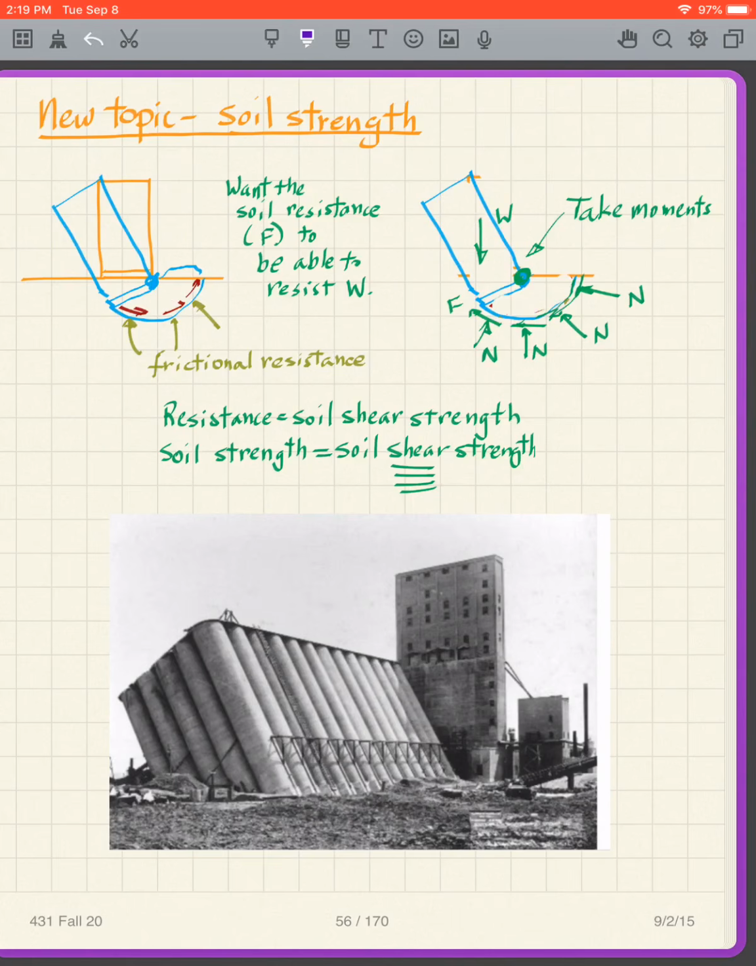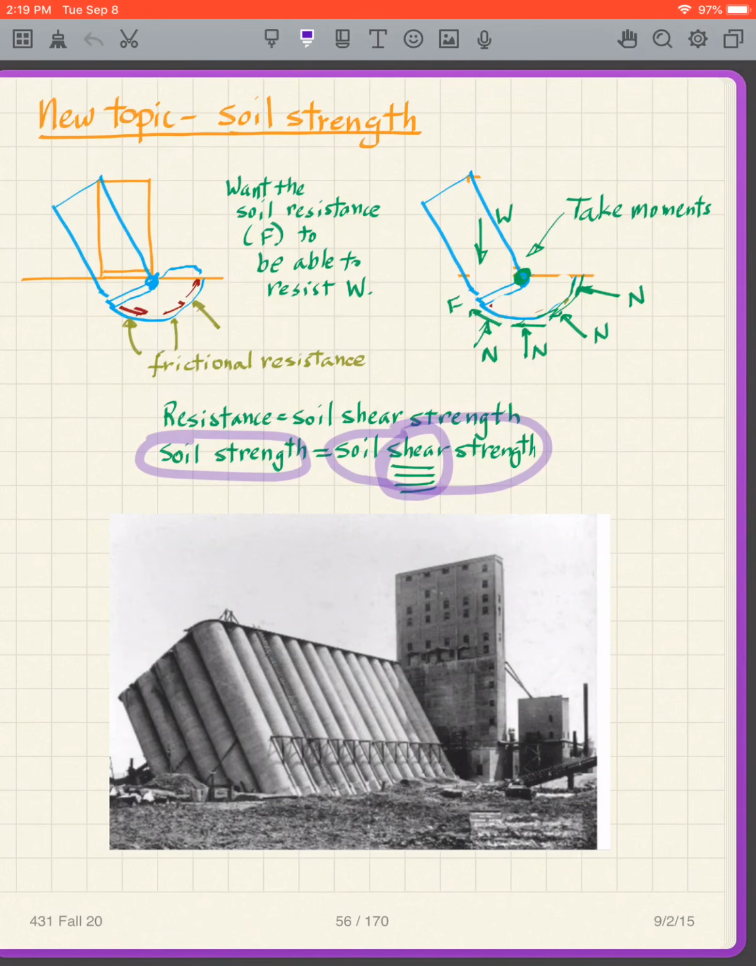So what we are concerned about is what are the potential shear stresses we can develop. In other words, those shear stresses that we can develop are the shear strength of the soil. So the resistance is basically the soil shear strength. And when we say soil strength, that's an abbreviation for soil shear strength.